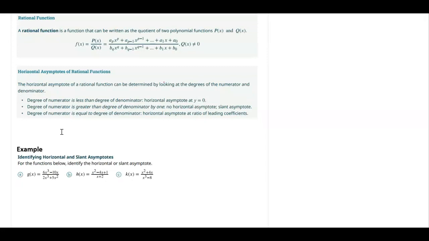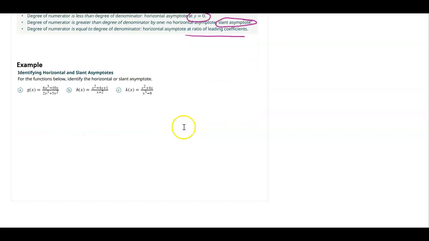If the degree of the numerator is less than the degree of the denominator, then we say that it will approach 0 as we go to positive and negative infinity for our x's. If the degree of the numerator is greater than the degree of the denominator, then we're going to have what's called a slant asymptote. And if the degree of the numerator is equal to the degree of the denominator, then the horizontal asymptote is a ratio of the leading coefficients.